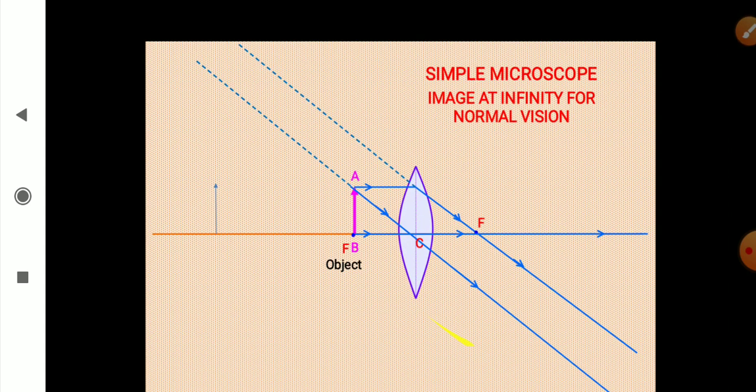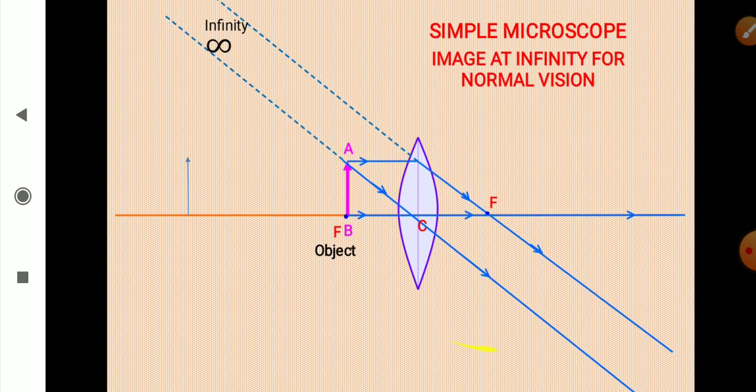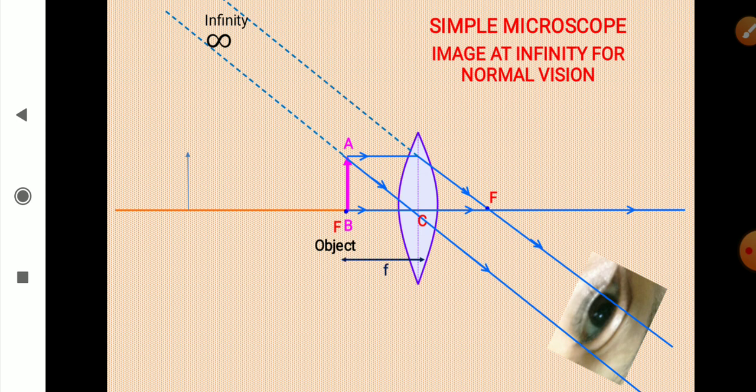So look at it. The rays are coming from infinity. You're watching. This becomes a normal vision. Now, the object distance is f, and look at it. Our definition is not changing. So look at it here.